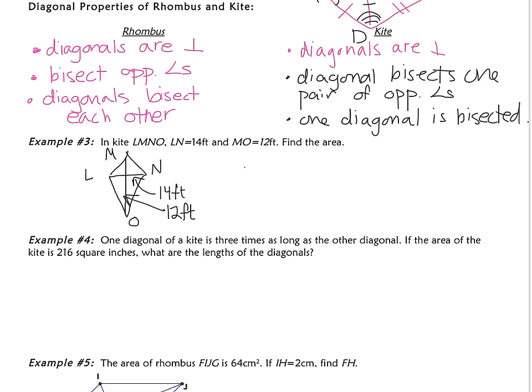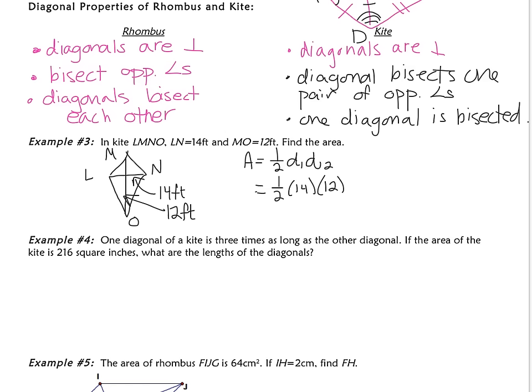So the two things I need to find the area of a kite are its two diagonals, because the formula is 1/2 d1 times d2. So I'm going to plug these values in. I get 1/2 of 14 and then times 12. So 1/2 times 14 times 12.